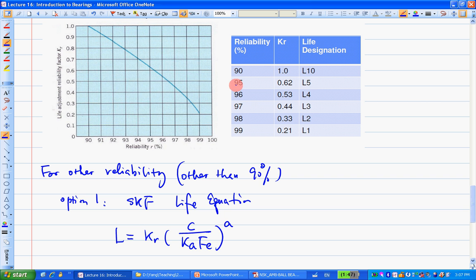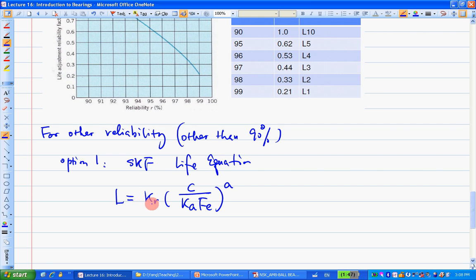So if 95%, we're talking about L5 life, not L10 life. So 5% will fail, right? It's much higher, of course. So this is KR. The C here is basically C10. So C here is from the catalog.